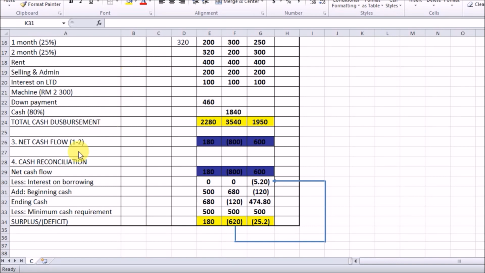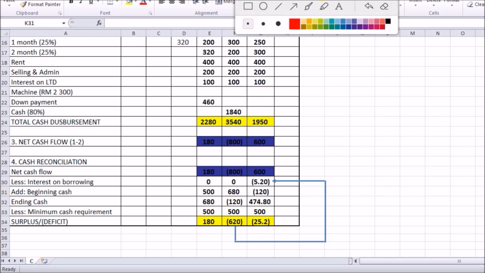The last element of cash budget is reconciliation of cash. We take the amount of net cash flow and minus interest on borrowing, add beginning cash, and we'll get ending cash. Then, less minimum cash reserve that had been given RM500, and lastly, we'll get surplus or deficit.